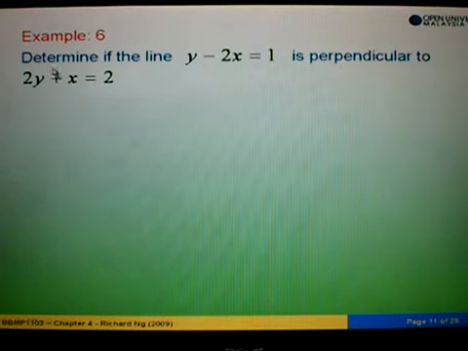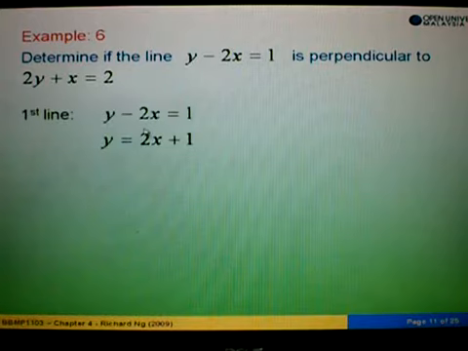Let's look at example 6. We are asked to determine if the line y minus 2x equals 1 is perpendicular to the second line. So remember, for perpendicular we must prove that m1 times m2 equals negative 1.